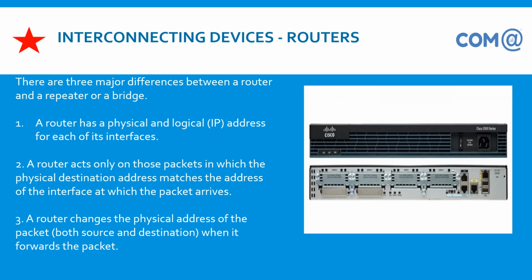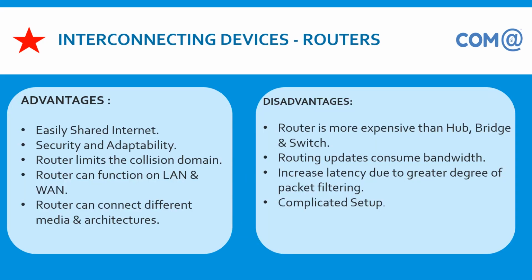A router acts only on those packets in which the physical destination address matches the address of the interface at which the packet arrives. So it has an intelligent algorithm available, so it avoids the collision domain as well as your broadcast domain. The router changes the physical address of the packet when it forwards the packet, so it will have that conversion mechanism when it transfers the data to the destination network.